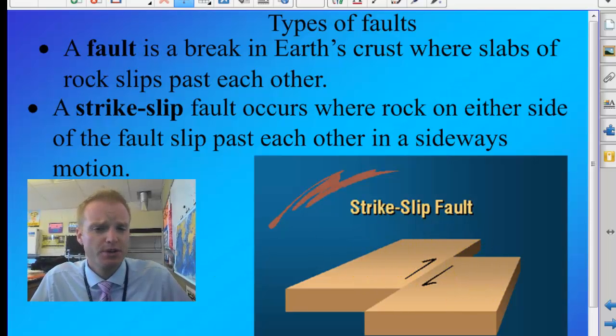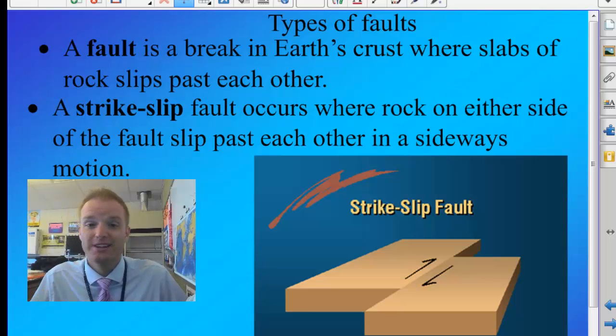But again, these usually occur along plate boundaries. The major ones do, but there are hundreds and hundreds of minor fault lines across a plate. So some of the major fault lines do occur at the plate boundaries, but not always. There's not plate boundaries. There's fault lines here in northern Illinois.